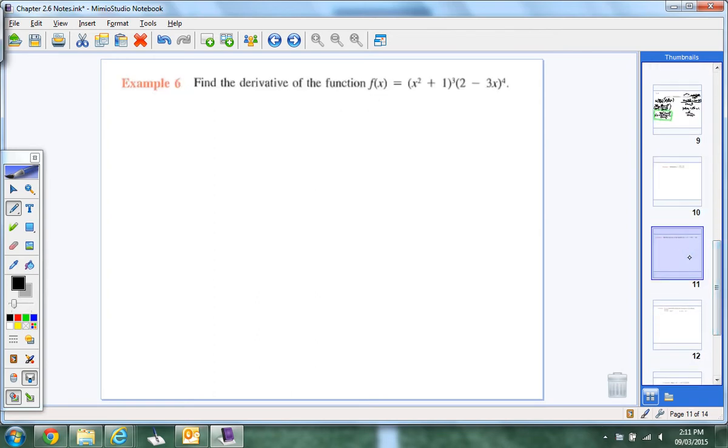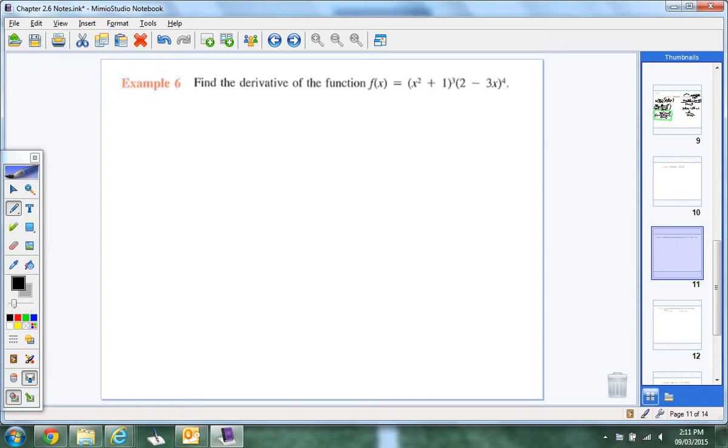So that's good. Okay, example 6. Find the derivative of the function x squared plus 1 cubed times 2 minus 3x to the 4th. So this is kind of two things in one. I have a product of two chains. Does that make sense? I have a product rule where I'm going to do chain rule twice. We're still going to do the product rule, and when you get to the point where you're taking the derivative of the first, you do the chain rule.